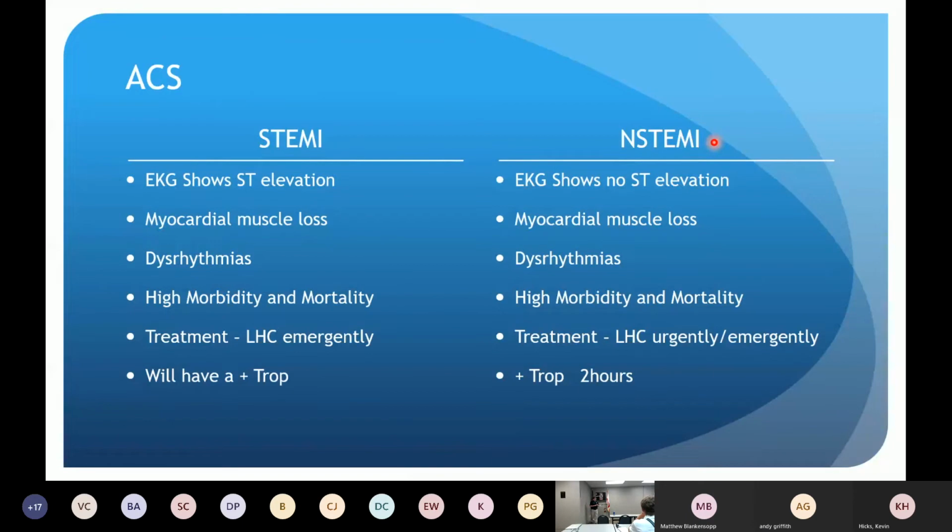When you think about heart attacks, there are two types, okay? There are STEMIs, which we're learning to pick up here better.